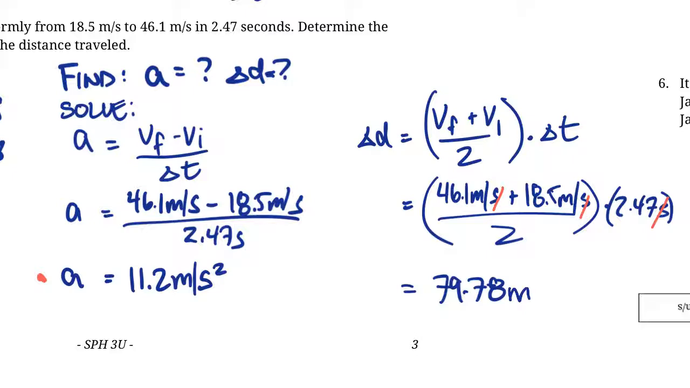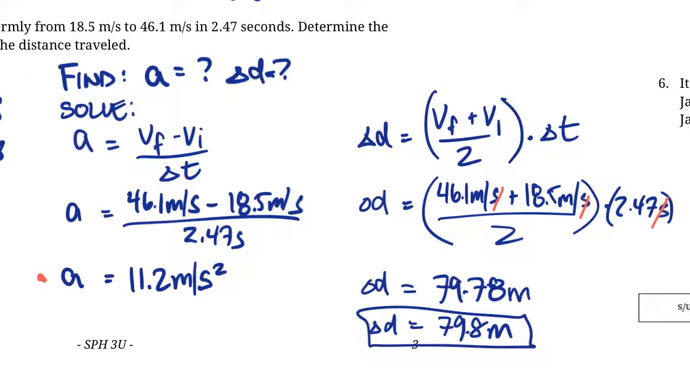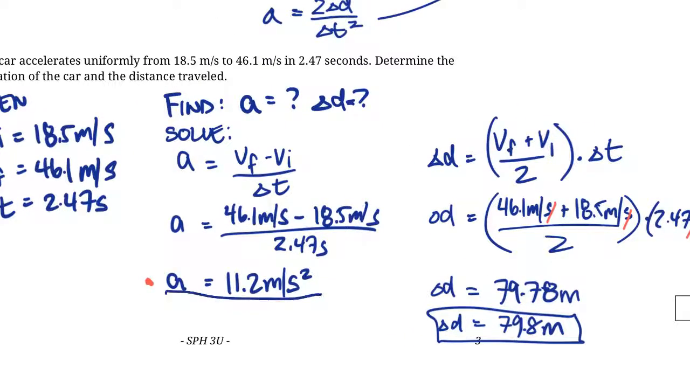Also looking at significant digits for delta d, the question seems to have three significant digits for each. So our final answer should also be three. So 79.8 meters is a good final answer there. So that's our displacement. That's our acceleration.